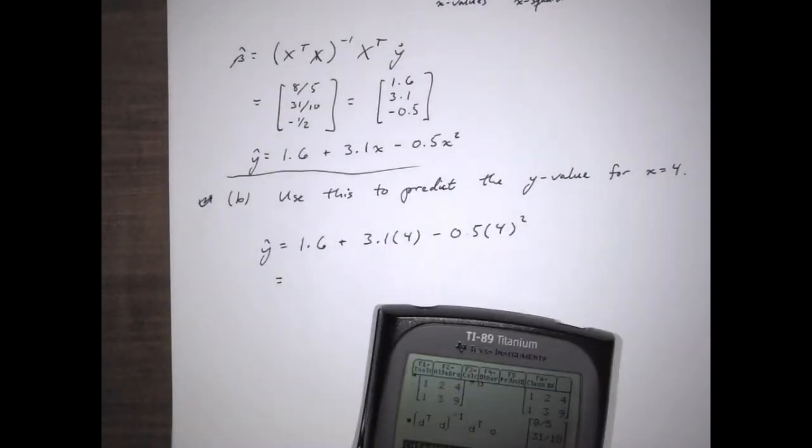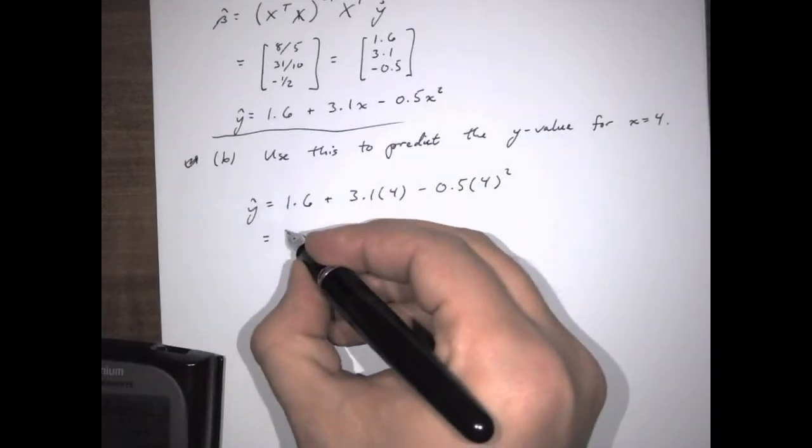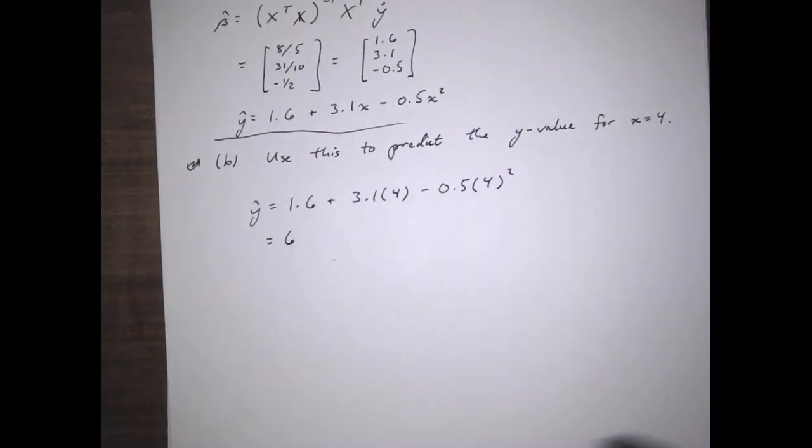And so you can just ask your calculator what that would be. 1.6 plus 3.1 times 4 minus 0.5 times 4 squared. And I get 6. All right.